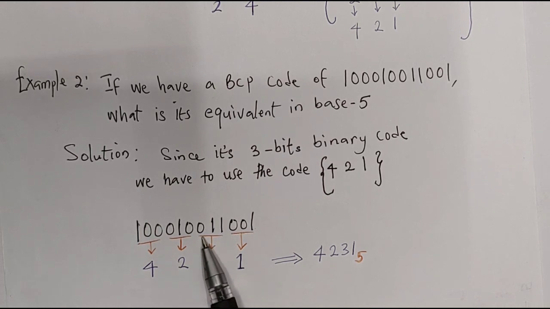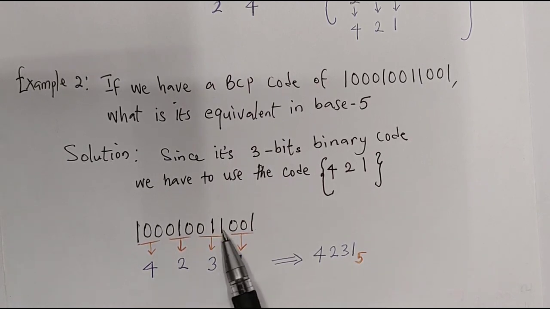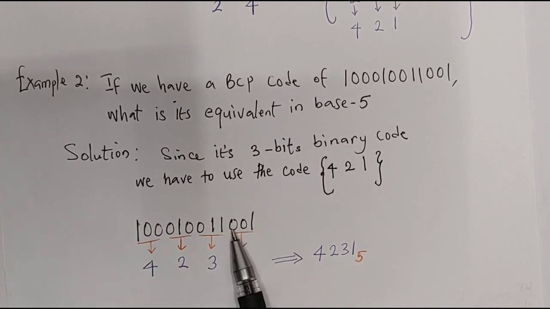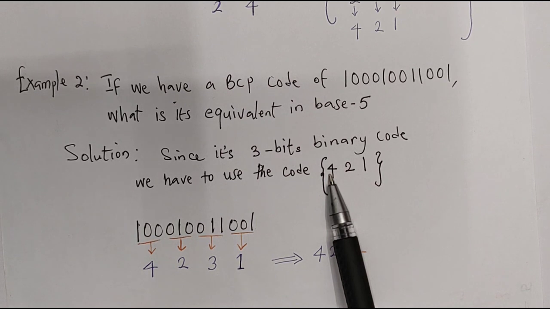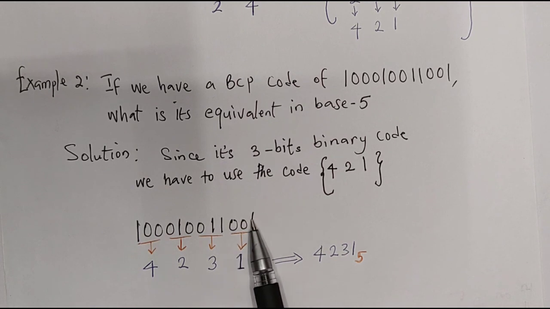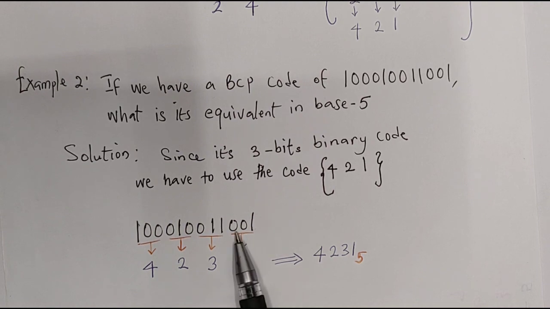And then for the third group, we have the first digit 0, meaning 4 is absent, and then the second digit 1 and the third digit 1, which means 2 and 1 are present. If you sum them up, 2 plus 1, you get 3. Now for the fourth group, you have 001. The first digit 0 means 4 is absent. The second digit is 0, meaning 2 is absent, and the third digit is 1, meaning 1 is present. So this is decoded as 1.